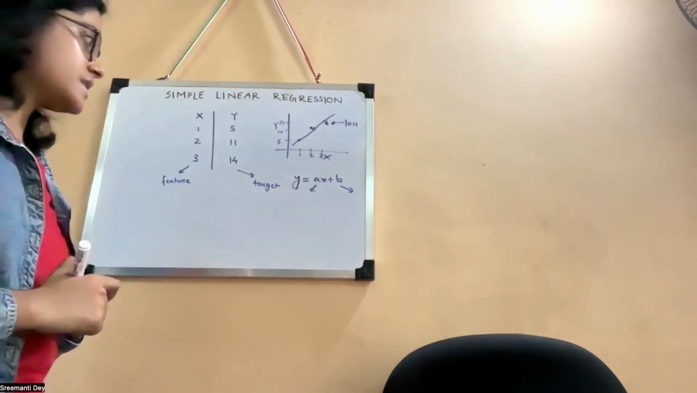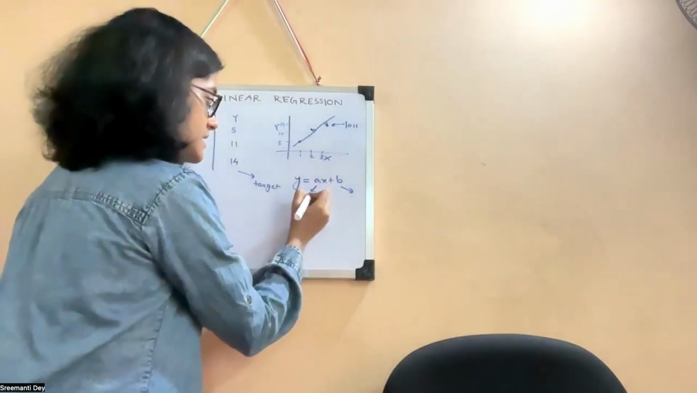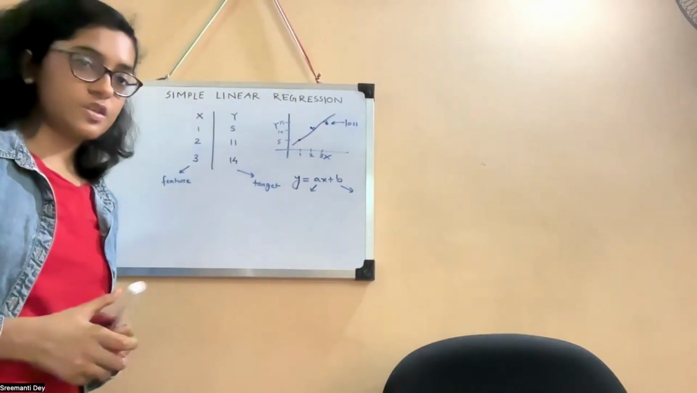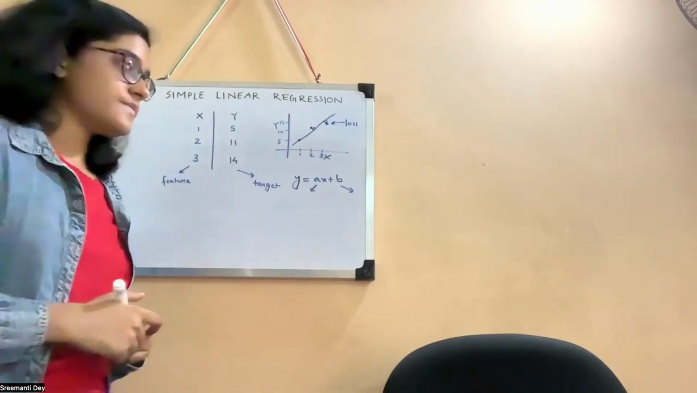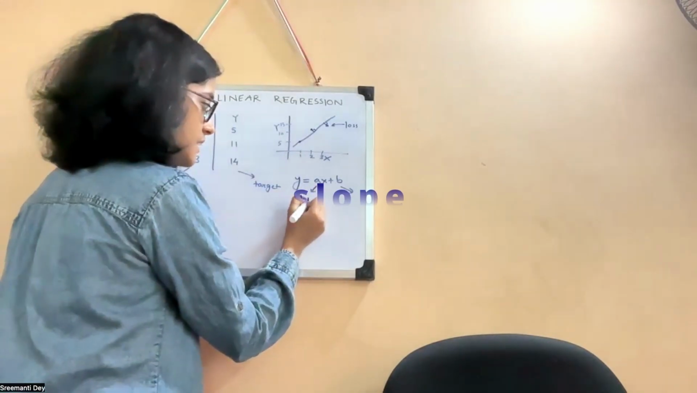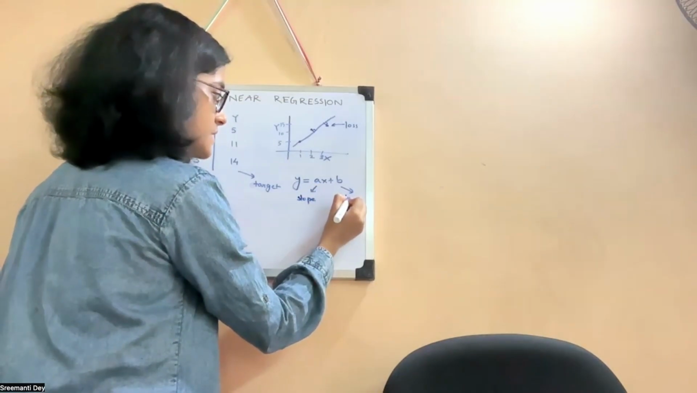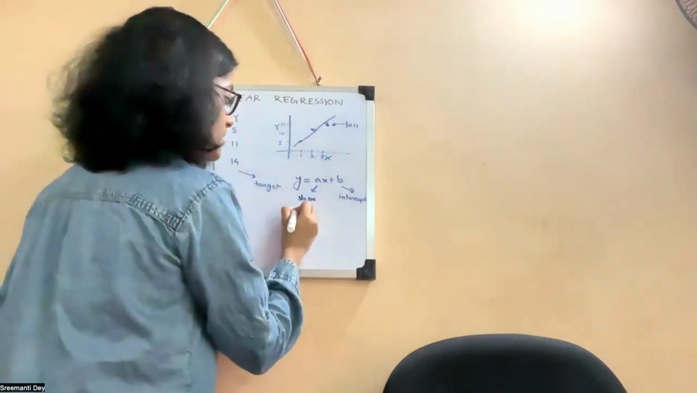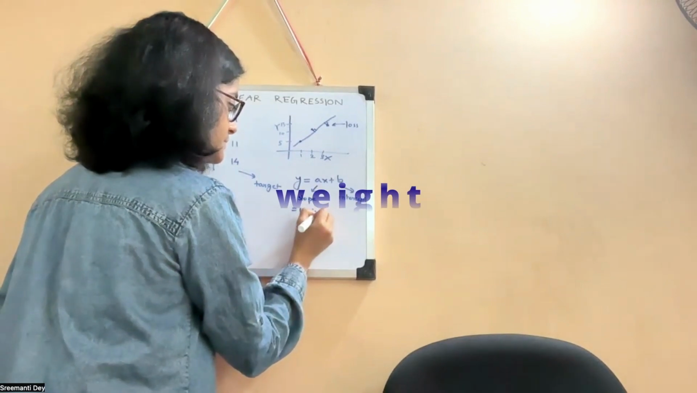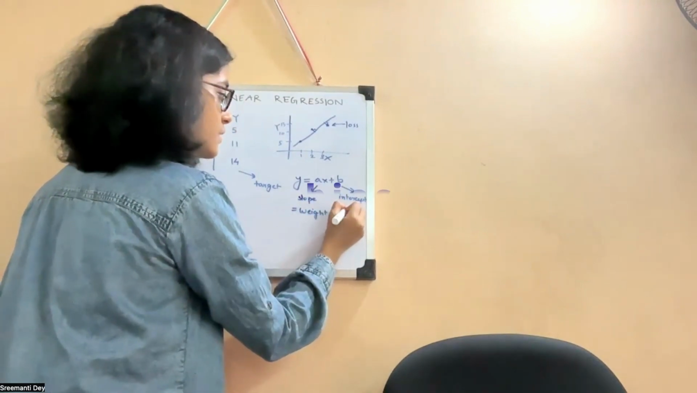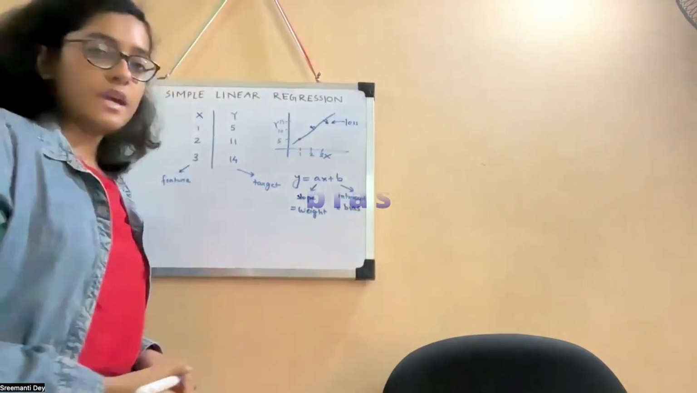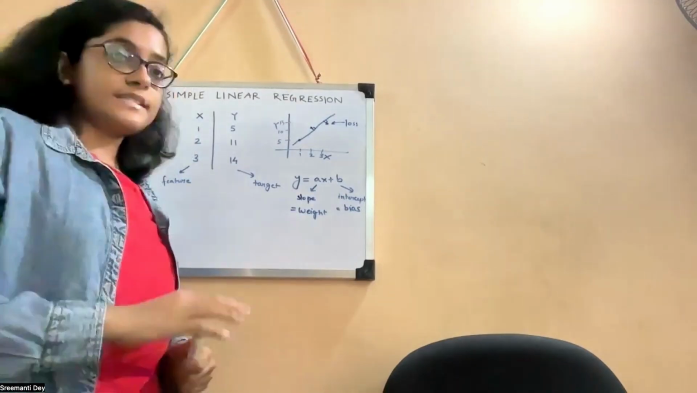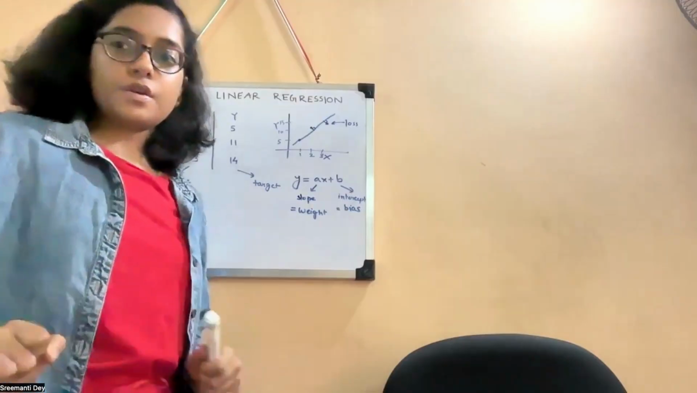Okay, so now next comes this a. Like in our geometry lessons, we have learned the equation of the line. And here a is basically the slope, as we have learned, and b is the intercept. In ML terms, a is going to be the weight and b is going to be the bias. And this is the equation of the line that we are looking for.